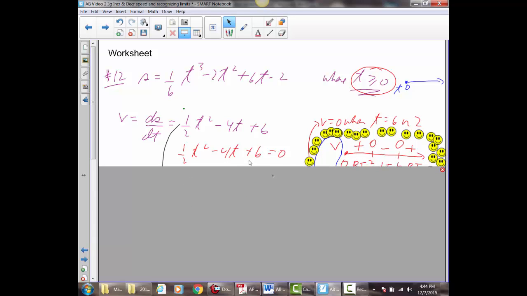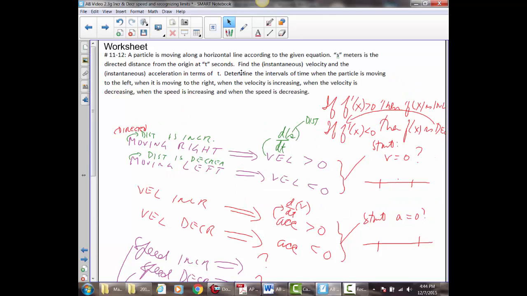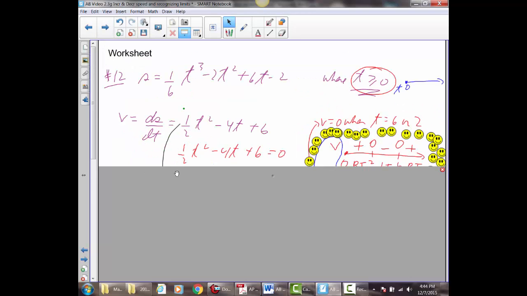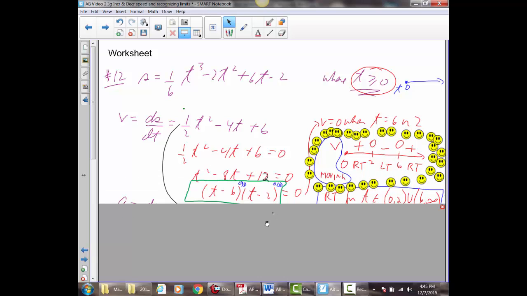Because remember, the first question that they're asking is to determine the intervals of time when the particle is moving left and moving right. And we know the particle is moving right when the velocity is positive, left when the velocity is negative. So the first thing we're going to do is find out what makes the velocity equal to 0. So multiply both sides by 2, factor, and I end up with the velocity is 0 at t equals 6 or 2. So I put those on my number array.